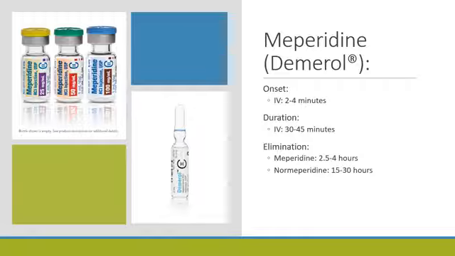The onset with meperidine is pretty quick IV. It's 2 to 4 minutes, so it's a pretty lipophilic drug. Not quite as quick as fentanyl, but still relatively fast. The duration is about the same as fentanyl. It's about 30 to 45 minutes. And as far as elimination, meperidine lasts anywhere between 2.5 to 4 hours, and that active metabolite, though, is really the problem. It sticks around for about 15 to 30 hours, so that's quite a long time.